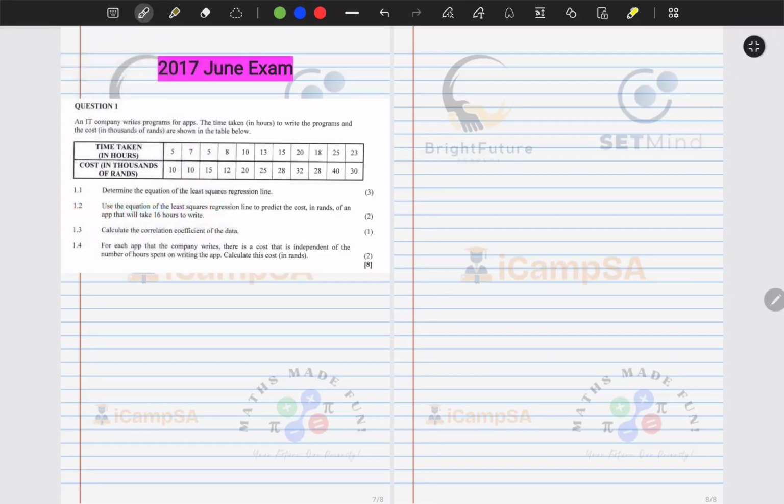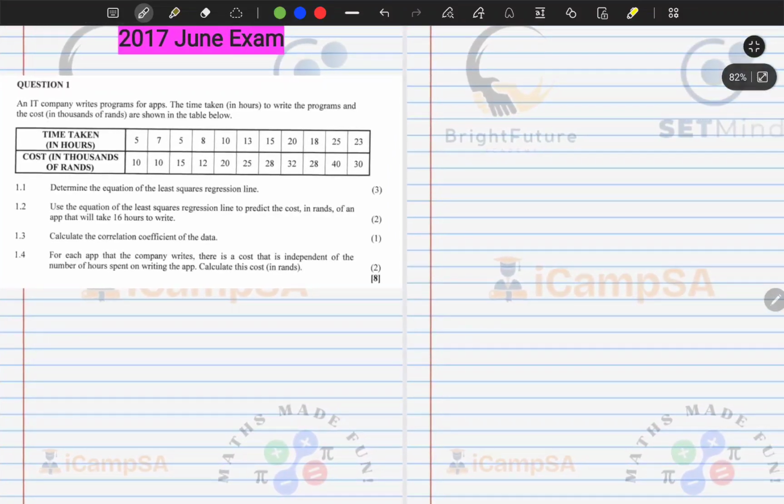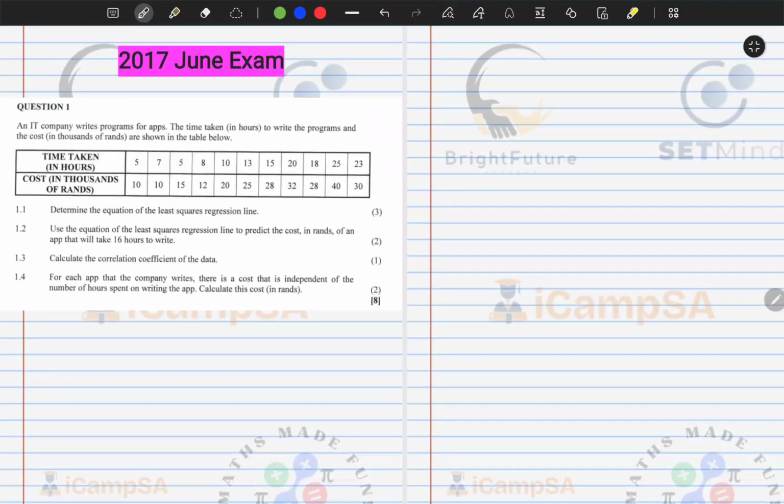The next question comes from the 2017 June exam, and we are told an IT company writes programs for apps. The time taken in hours to write the program and the cost in thousands of rands are shown below. We need to determine the equation of the least squares regression line. So 1.1, very simple question. They want us to figure out the equation y equals a plus bx. Essentially we need to figure out what is a and what is b.